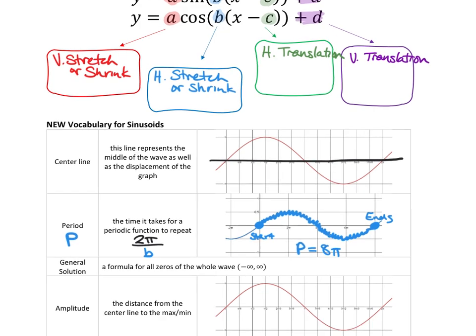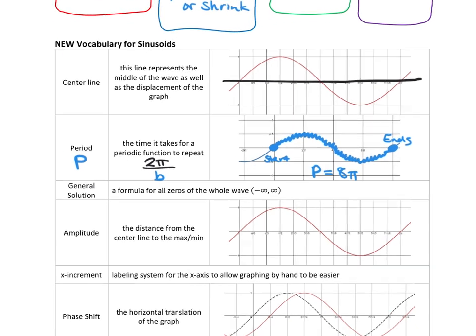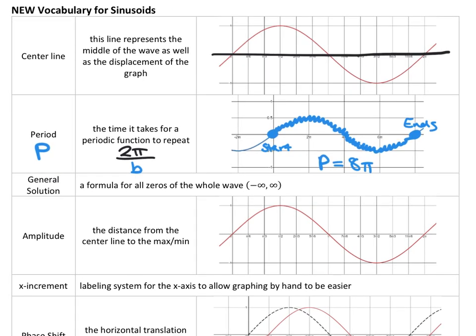General solution we've kind of talked about before. The general solution is a formula for all the zeros of the entire wave from negative infinity to infinity. The formula was x equal to the first 0 plus k times what we're going to call the period divided by 2. So however long it takes for it to repeat, divide by 2, and that's what you would multiply by k.